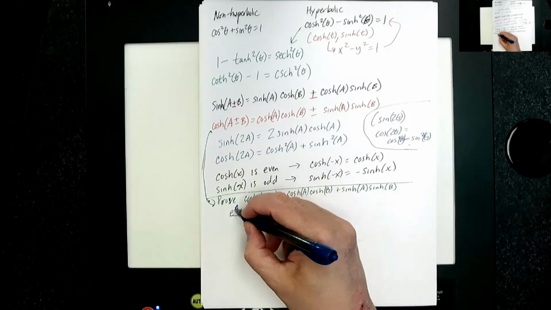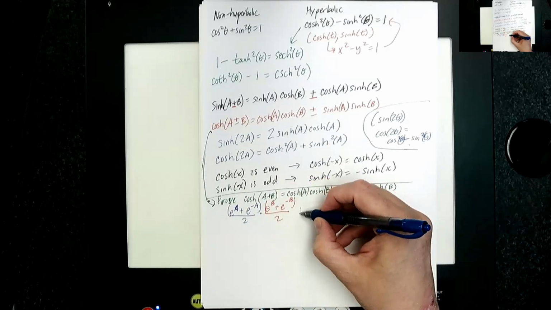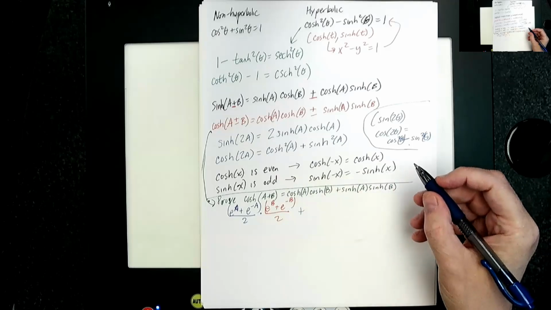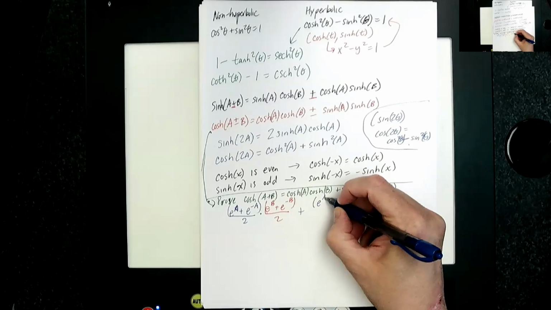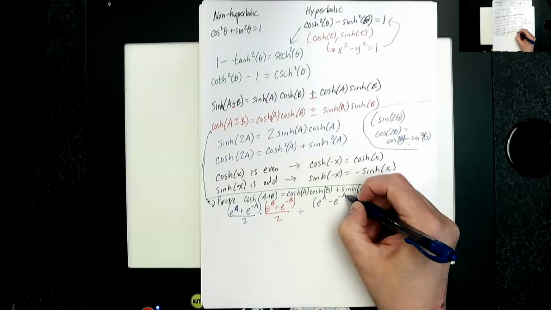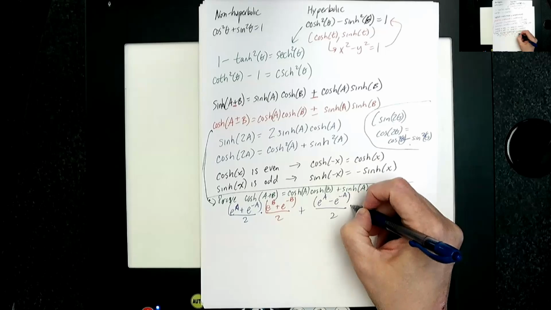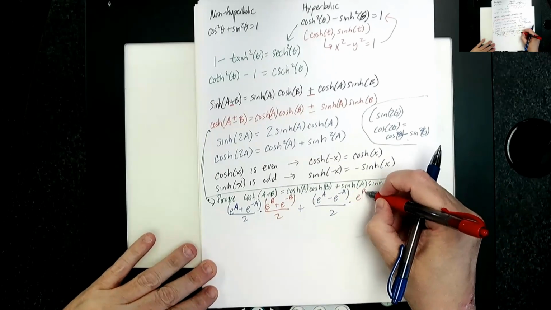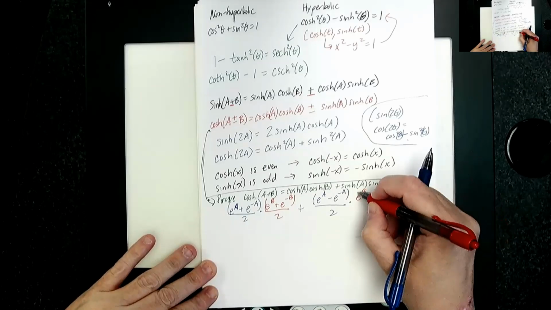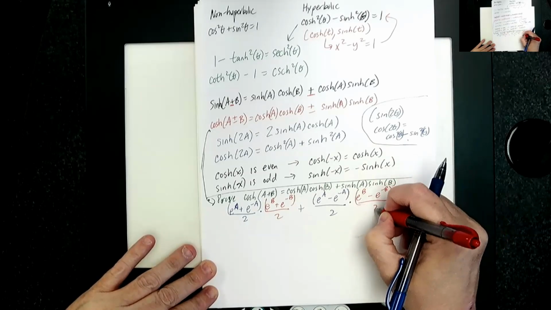It looks like we're going to have to distribute. Then I have my sinh ones, e to the A minus e to the negative A over 2, and e to the B minus e to the negative B over 2.